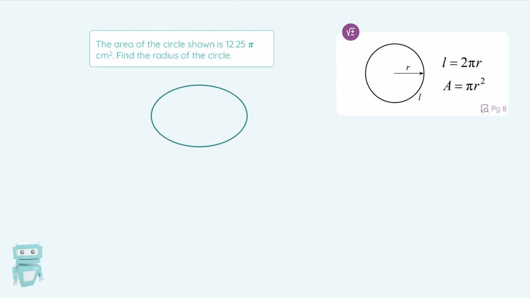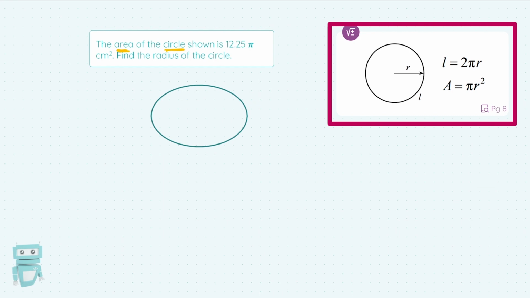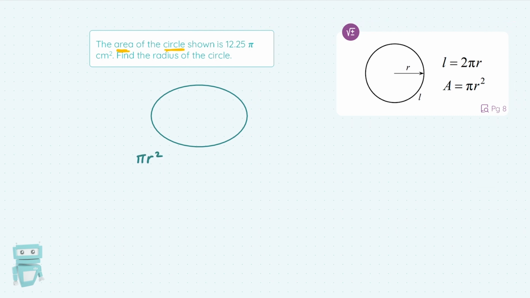So in this one, the area of the circle shown is 12.25 pi centimeters squared. So the answer they've given me here is in terms of pi. So all you've got to do is change the English to maths. What have they said? The area of a circle. So how do I say the area of a circle? I turn to page 8 of my formula book and I see there that the area of the circle is pi r squared. Is, that word is, how do we say is? Just simply an equal sign, 12.25 pi.